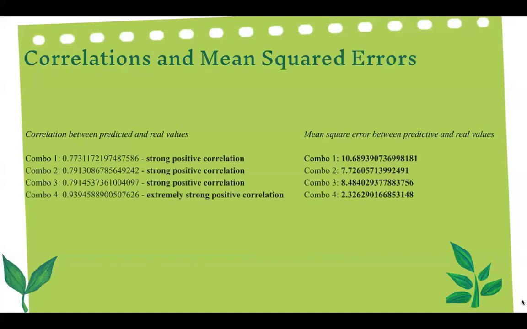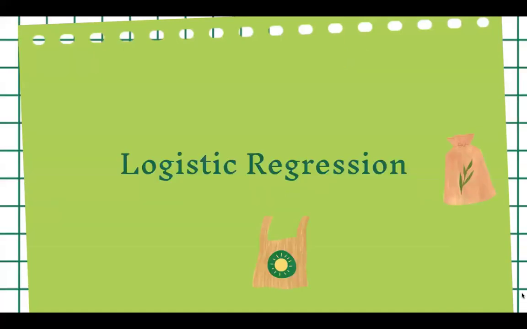We found that combinations 1, 2, and 3 had strong positive correlations between predicted and real values, and combination 4 had an extremely strong positive correlation. Combination 4 and 2 held the lowest MSEs of all the combinations, indicating the model was the best fit for these groupings. Our last step was rerunning our models with regularization.